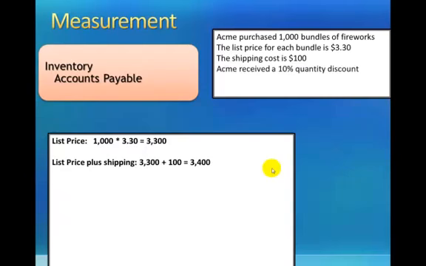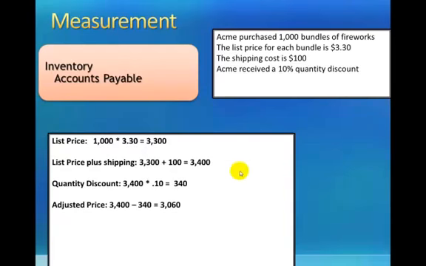We're also receiving a 10% quantity discount. That discount will reduce our purchase price, and that brings us down to $3,060. Our discount is $340. $340 subtracted from our purchase price of $3,400 gets us to an adjusted purchase price of $3,060.